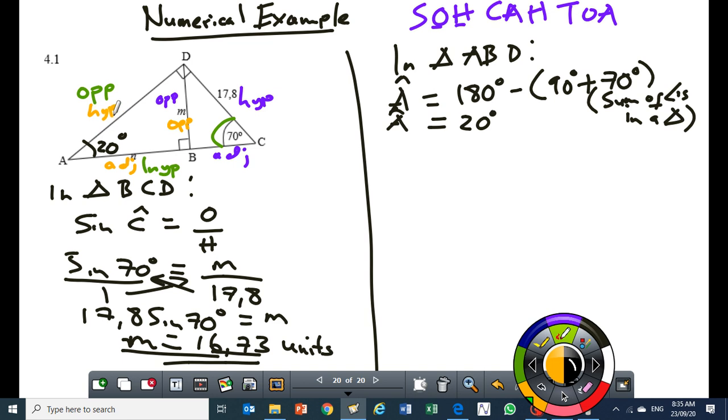So how can you use the 70 if it's not in that triangle? Okay, that will be a very long method. You have to find BC. No, but how did you use the 70 there if it's not in triangle ABC? Okay, if you look at the bigger triangle ACD, this angle here is part of ACD.